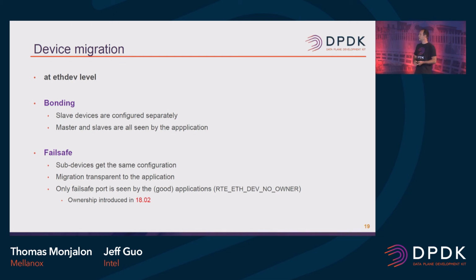And why you don't see them? Because there is a new mechanism introduced to manage ports, which is ownership. With ownership, we can say these devices are sub-devices for the failsafe device. So you don't need to see them. Failsafe owns these sub-devices, and the application will see only the failsafe device, the top-level device.